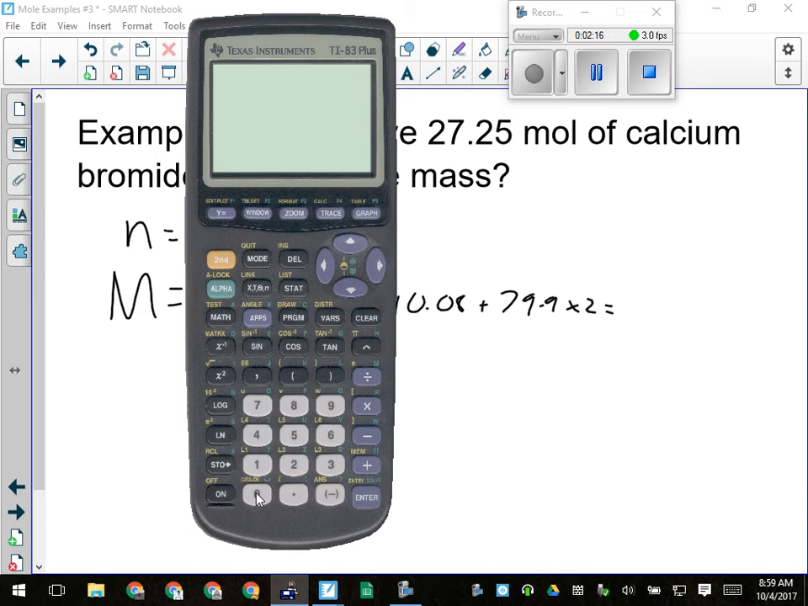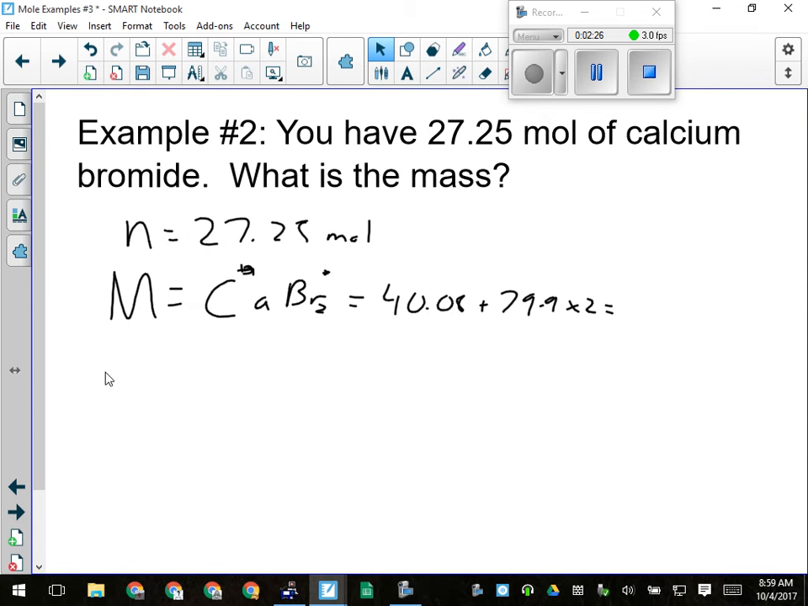40.08 plus 79.9 times 2. It's 199.88 grams per mole.